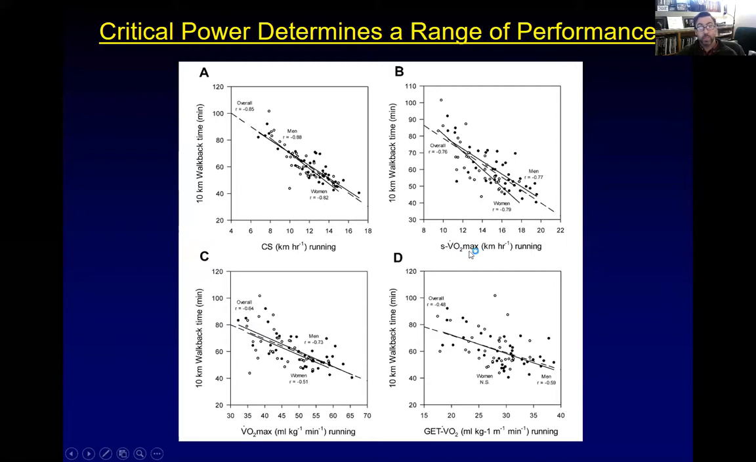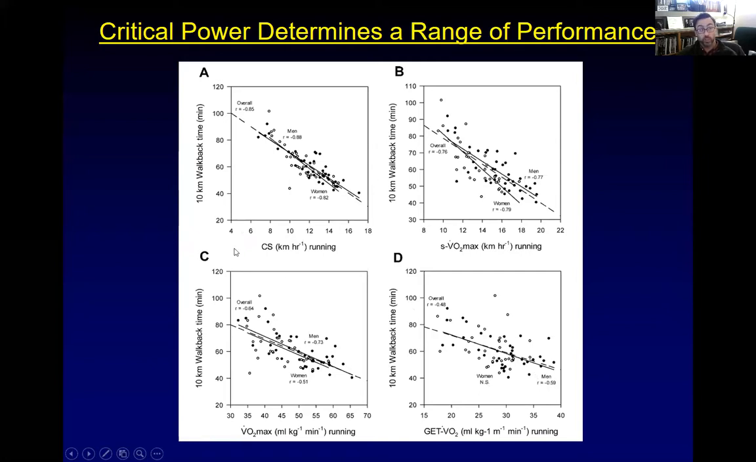This is their running speed at VO2 max, okay. R value is close, but a little bit less. This is their actual VO2 max, a little bit lower still, okay. And then this is their gas exchange threshold, which was their approximation of lactate threshold. The women weren't significant, and the men were at about 0.6 as well.